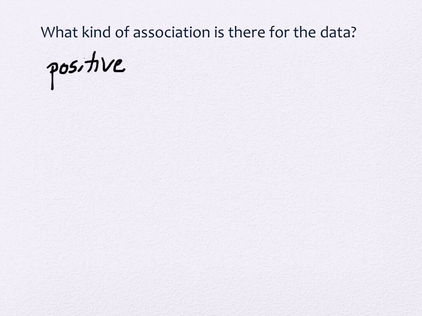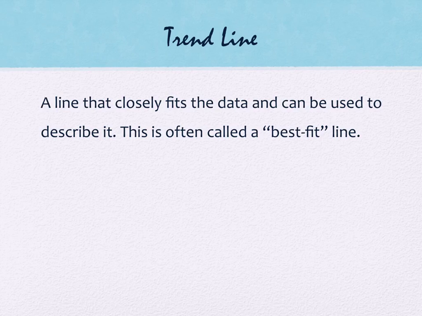Last question, or the last thing here is called a trend line. A trend line is a line that closely fits the data and can be used to describe it. This is often called a best fit line. Have you heard of line of best fit before? Or trend line before? They are used quite frequently, and they can be used to fit pretty much any kind of data. What they do is they mirror what's going on. The attempt is not to hit any of the particular data points at all. It's just to show the trend of the data over time.